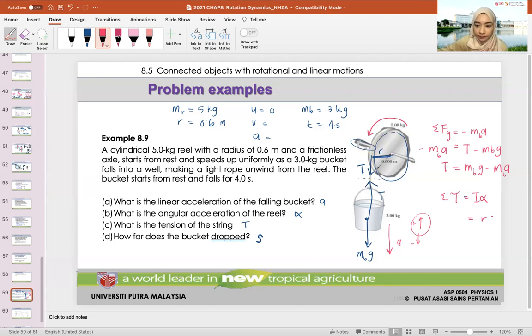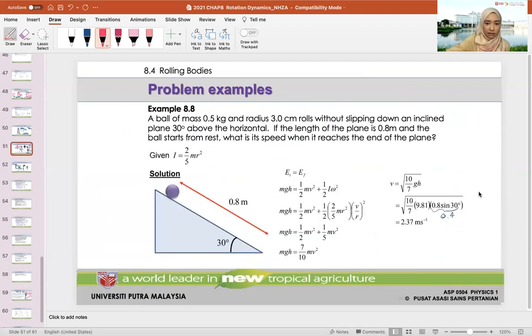So RT, sorry. RT is positive because it is also rotating anti-clockwise. So positive RT is going to be equal to my condition that I stated up here, so that is I alpha, positive. Okay, so I is equal to, what is the I? I don't know. It is a cylinder.